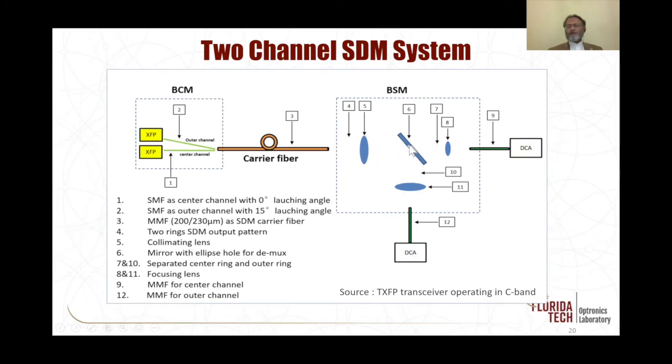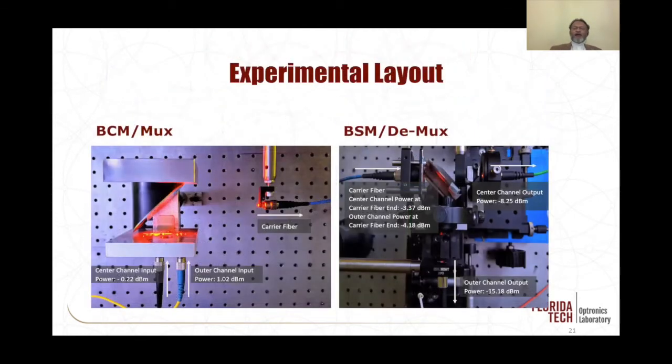Now what we do, we put a mirror here, but the center of the mirror has a hole. The smaller center ring simply passes through the hole into this detector, and it is focused into a fiber and a DCA, digital communication analyzer. The bigger outer ring hits the surface of the mirror, is reflected over here and focused by this particular lens into this particular fiber. So this is the DCA on the other end. Once I combine those two together, I separate them. This is my spatial separation. And this is how the experimental layout looks.